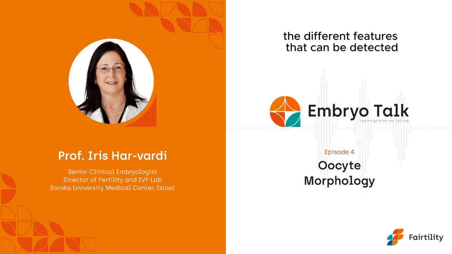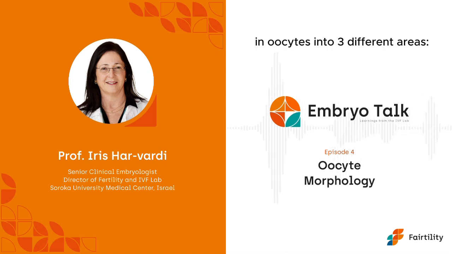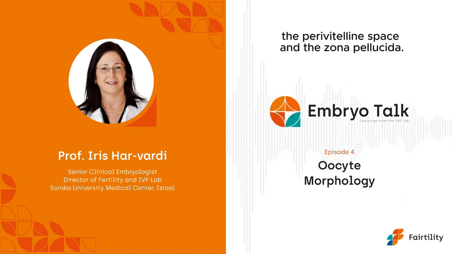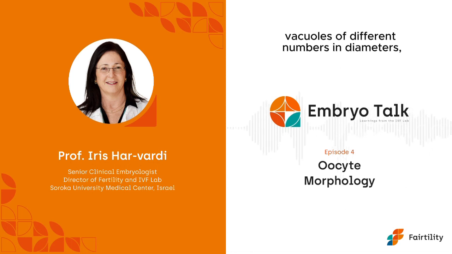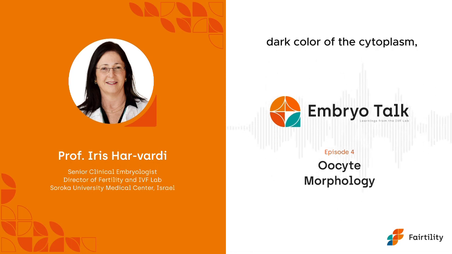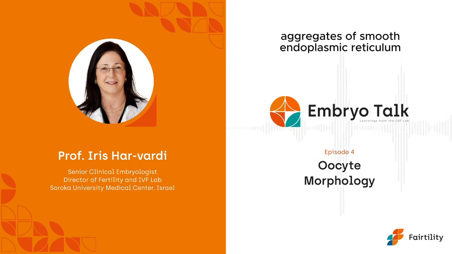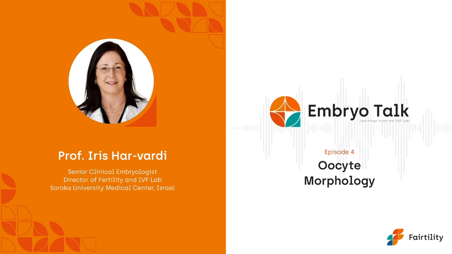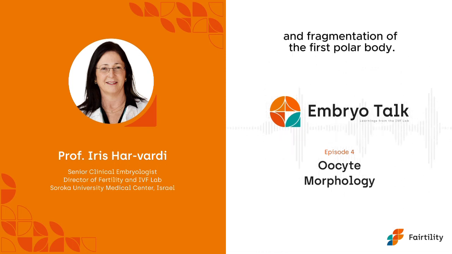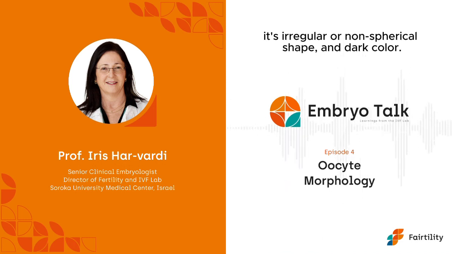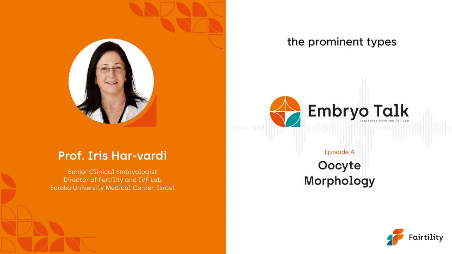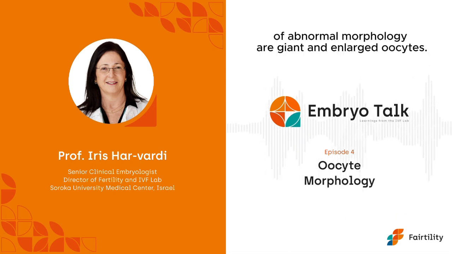Firstly, I would like to separate the different features that can be detected in oocyte into three different areas: the cytoplasm, the perivitelline space, and the zona pellucida. Secondly, to divide them into those which have impact on IVF outcome and those who have no impact. In the cytoplasm, vacuoles of different numbers and diameters, dark color of the cytoplasm, homogeneous granularity, centrally located granular area, aggregates of smooth endoplasmic reticulum, and refractile bodies. In the perivitelline space, debris, enlargement, and fragmentation of the first polar body. In the zona pellucida, its irregular or non-spherical shape and dark color. In addition, the prominent types of abnormal morphology are giant and enlarged oocyte.